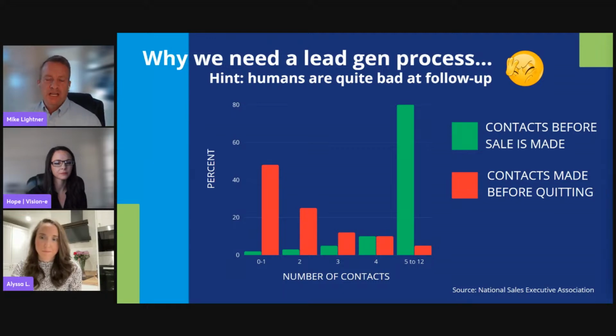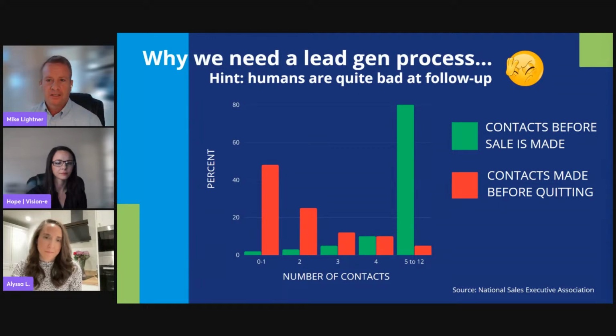Well, that's where automation comes in. The beauty of Salesforce and CRM platforms is that they remind us. They're there to guide us through that process, to keep us going beyond that first call, to keep us engaged so that we can actually make it to the part of the sales cycle where the sale is actually closing. So it's an incredibly important concept to understand of why we absolutely have to have a lead generation process.